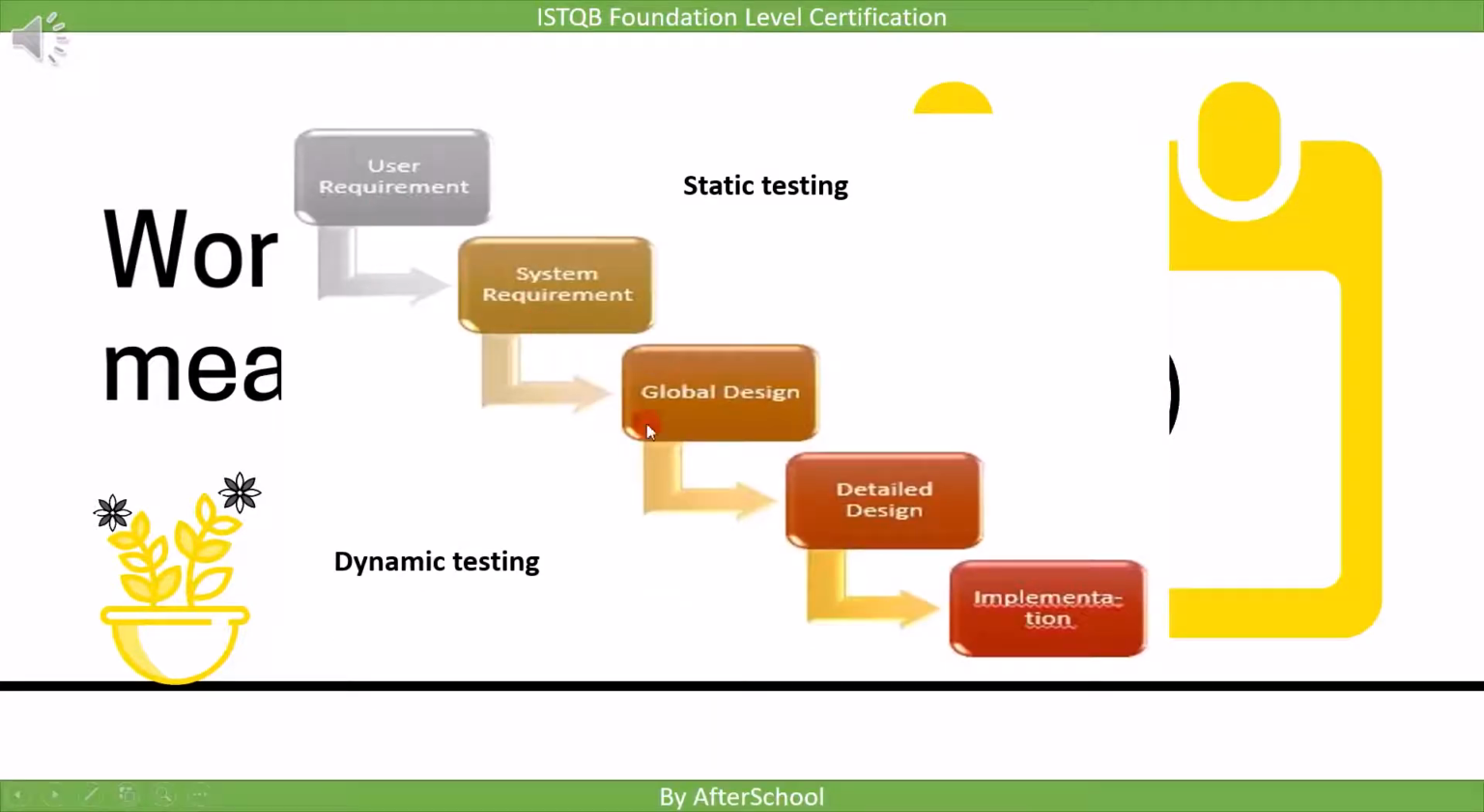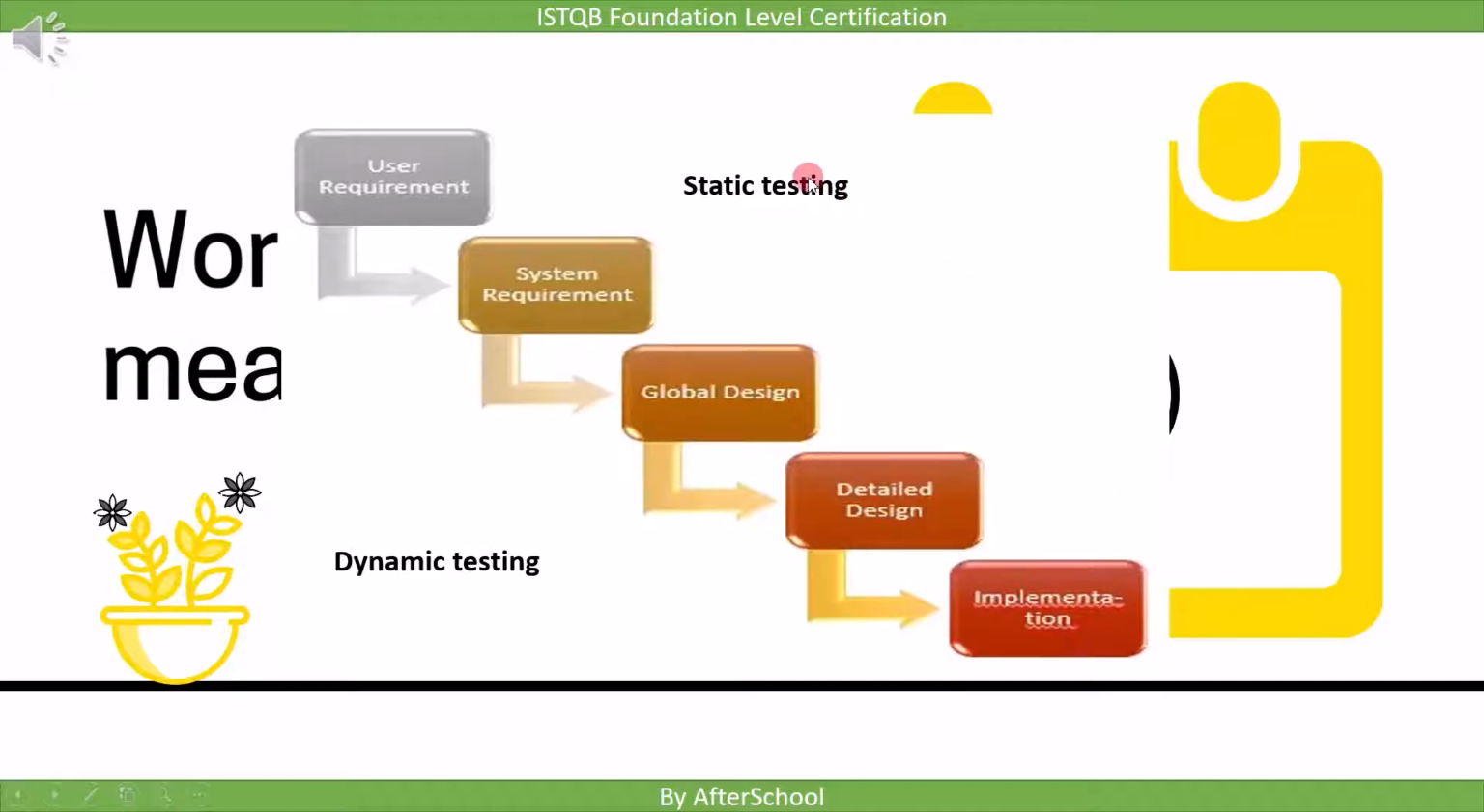These are the steps followed during development of software in an organization. First step is to get user requirement. Then we develop system requirement. Then comes the global design. Next is detailed design. And the last step is implementation, where software is developed.